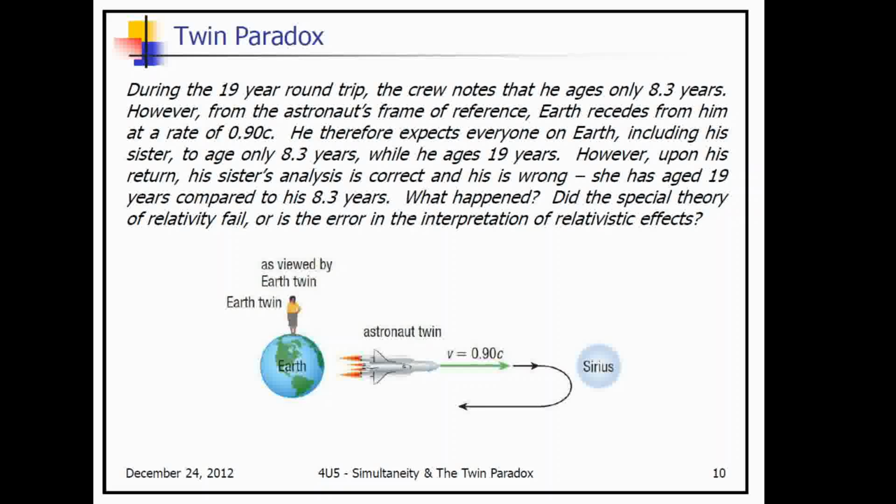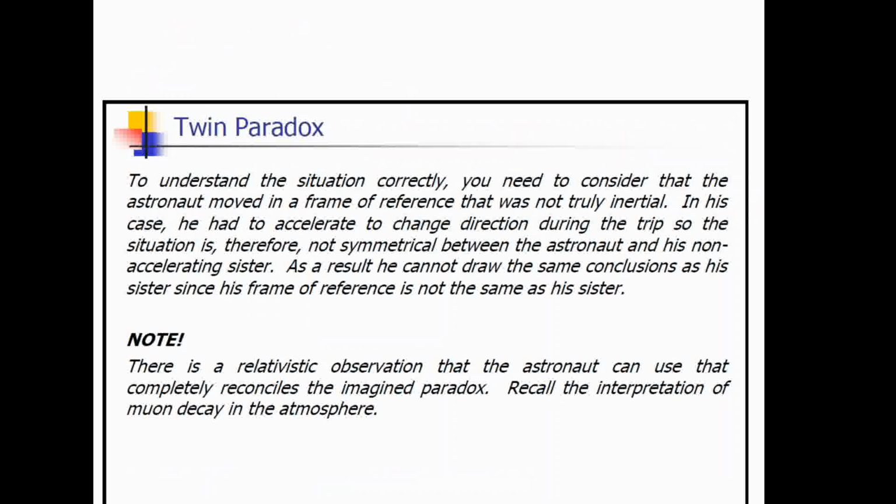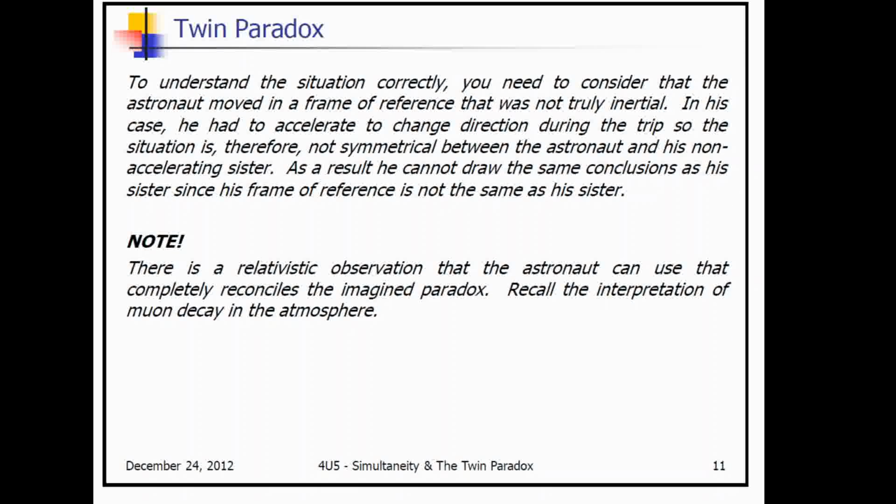So there is an error in the interpretation of this astronaut. To understand this, we have to consider that the astronaut moved in a frame of reference that was not inertial. There was an acceleration to get him to 90% of the speed of light, and during that acceleration, his frame of reference was not inertial. Because of that change, his time experience is less than that of the time experienced back on Earth.